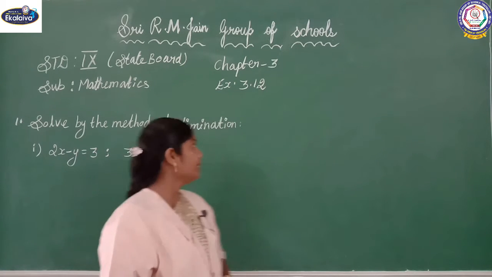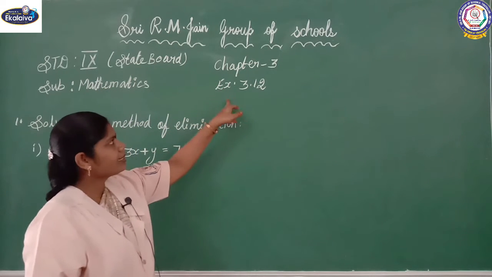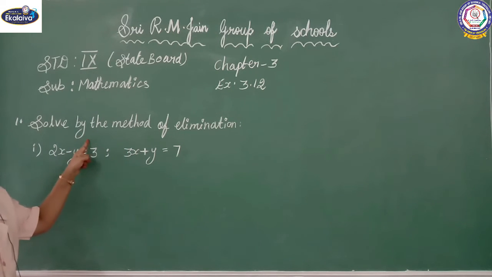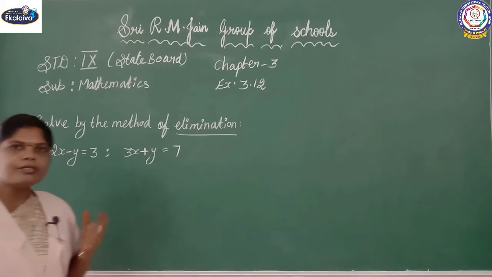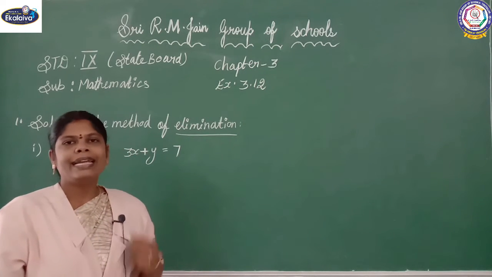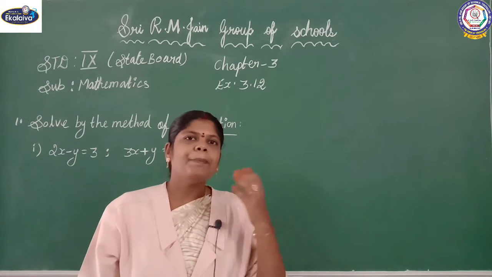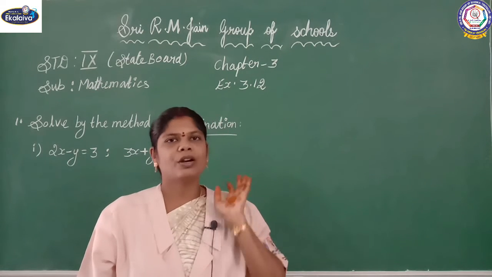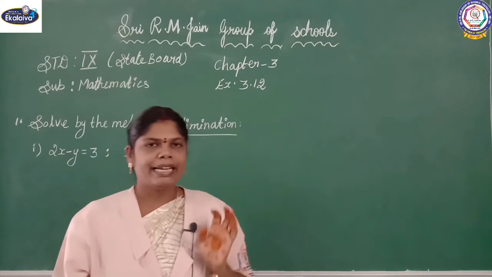Today we are going to see 9th standard State Board Maths chapter 3 exercise 3.12. First question, solve by the method of elimination. Here we are going to solve the pair of linear equations using the elimination method. In the elimination method, we eliminate one of the two variables in the pair of linear equations. How do we eliminate? While adding or subtracting, we eliminate the variables. Through this, we find the solutions of the equations.